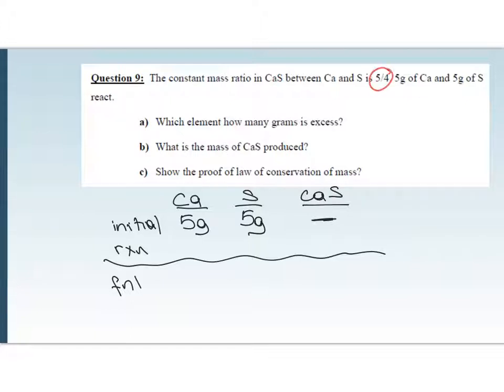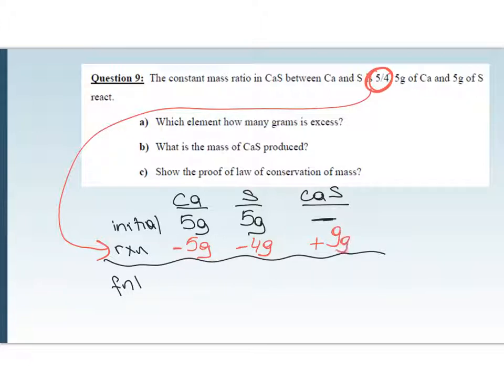It says the ratio is 5/4. So you're going to use that ratio for the second line of the table, which means it uses 5 grams of calcium for every 4 grams of sulfur. So 9 grams of calcium sulfide is produced. Finally, there is no calcium left. This is my limiting reagent. So 1 gram of sulfur is left unreacted. So this is my excess reagent. And here is my product, 9 grams of calcium sulfide.